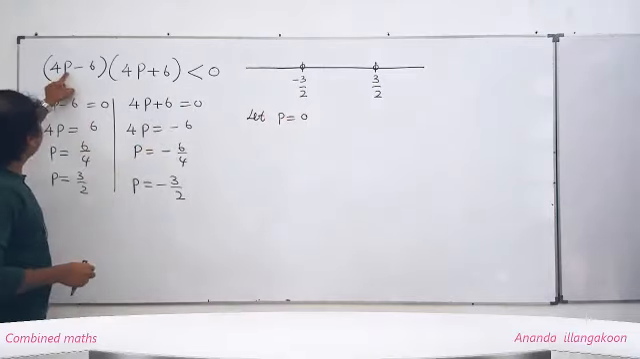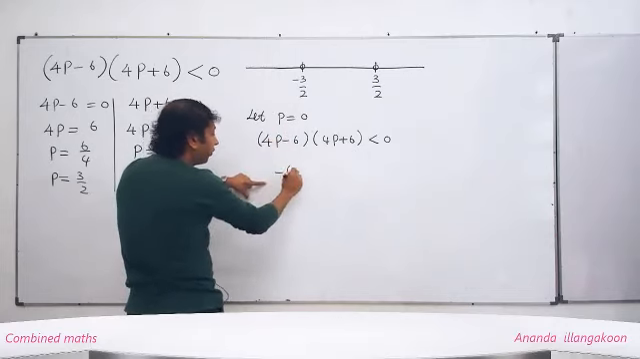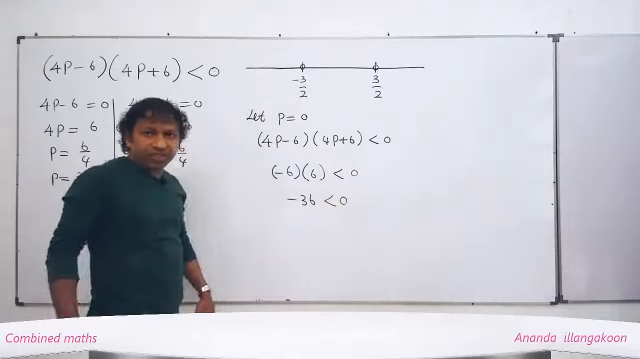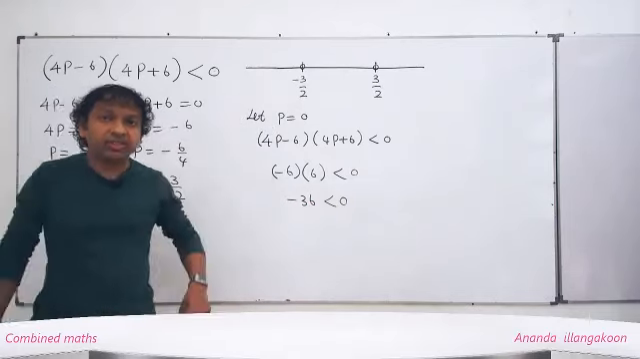All right, put p equals 0 here. 4 multiplied by, for this p we put 0. 4 multiplied by 0 is 0, people. First bracket minus 6. 4 into 0 plus 6. Minus 36 less than 0. People, minus 36. Is this minus 36 less than 0? Yeah, minus 36 is smaller than 0. This is true. We accept this.